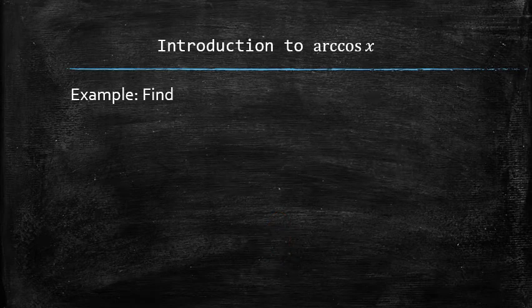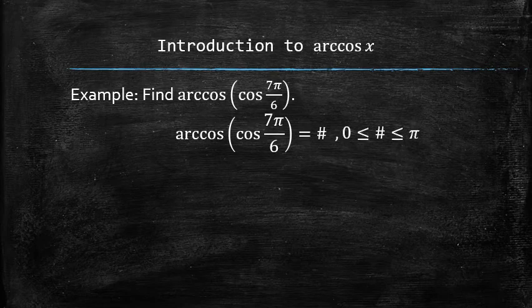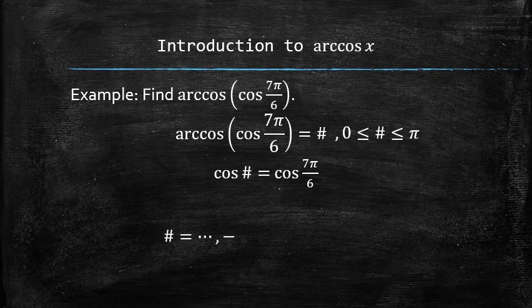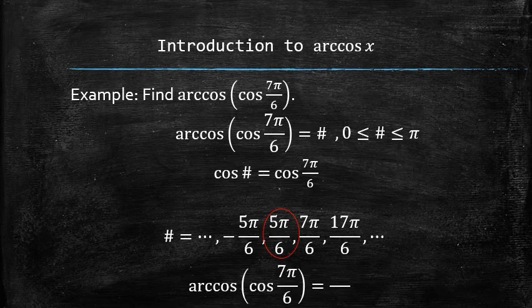Let's find the arccosine of cosine of 7 pi over 6. We are looking for some value that is between 0 and pi, such that cosine of that value is the same as the cosine of 7 pi over 6. There are infinitely many values for which cosine is equal to cosine of 7 pi over 6. However, only one of them is in the desired interval. Therefore, the arccosine of cosine of 7 pi over 6 is 5 pi over 6.